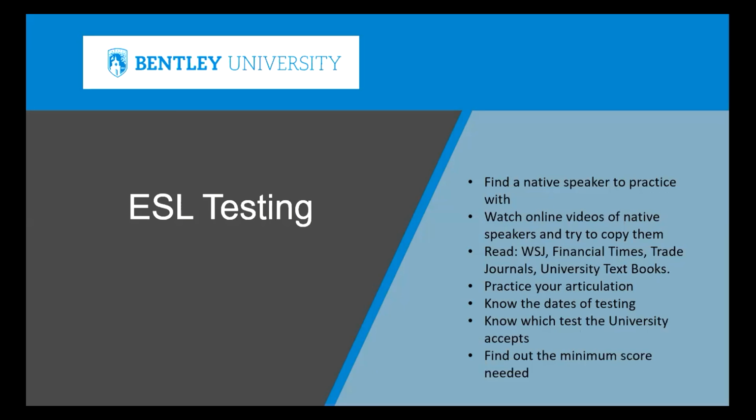Know your test dates, and again, know which tests each university takes as you go through. And really make sure you hit those minimum scores to give yourself the best opportunity to be accepted. Because for a lot of schools, the English as a second language test can be a cutoff point. If you're below this score, regardless of the rest of your application, you might not be considered. So know what those minimum scores are as you go through the ESL testing. So we'll go on to the next one.